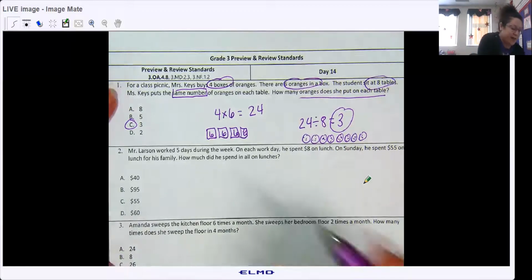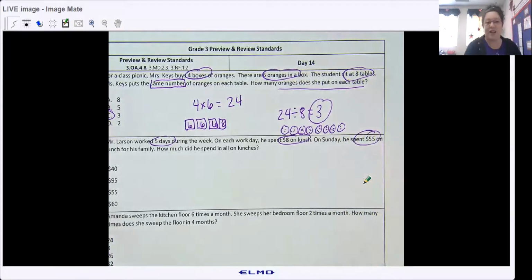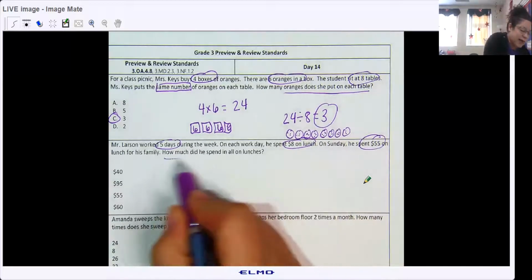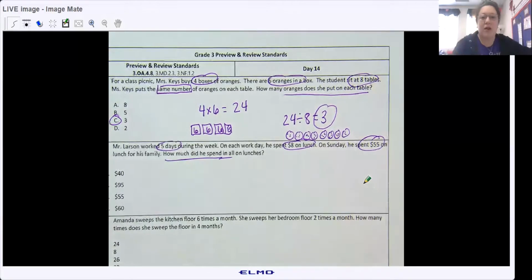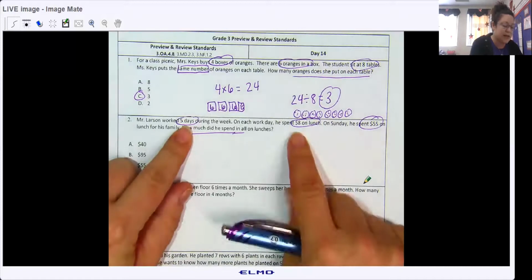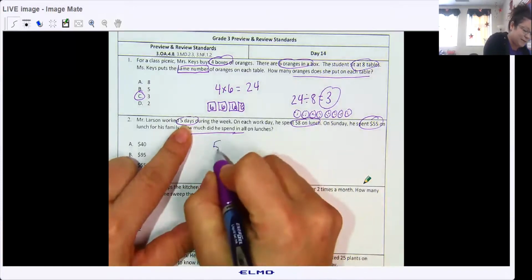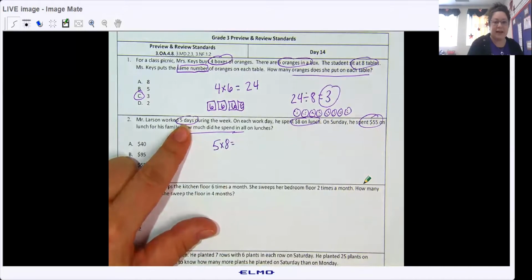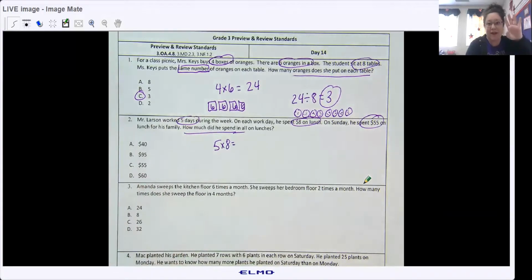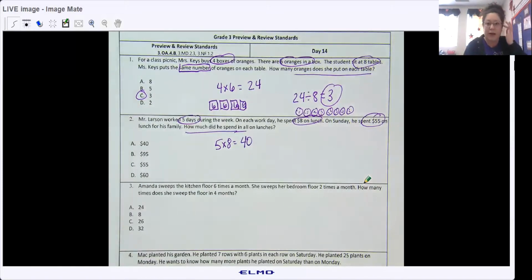Mr. Larson worked 5 days during the week. On each workday, he spent $8 on lunch. And on Sunday, he spent $55 on lunch for his family. How much did he spend in all on lunches? Okay, so step 1, we need to know how much money he spent during the week. So what would we do? He works 5 days a week and he spends $8 each day. What would we do? Yep. We would multiply 8 times 5, 5, 10. You should be able to do that. And we would get, he spends $40 during the work week on lunch.